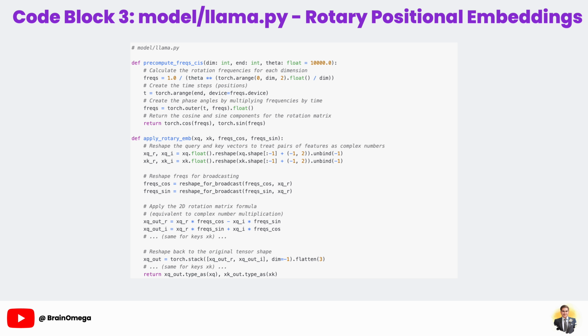The apply_rotary_emb function then takes our query and key vectors, xq and xk, and applies these rotations. The math looks a bit complex, but it's just a 2D rotation formula. It treats each pair of features in our vectors as a single complex number and multiplies it by the pre-computed rotation angle. This elegant method has been shown to be incredibly effective at helping transformers understand the relative positions of tokens.